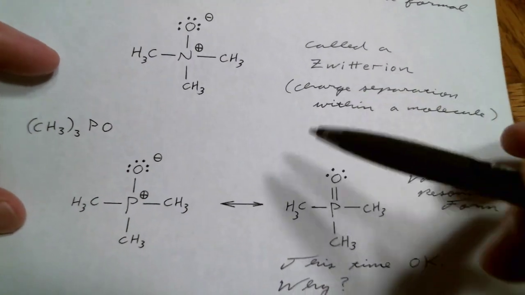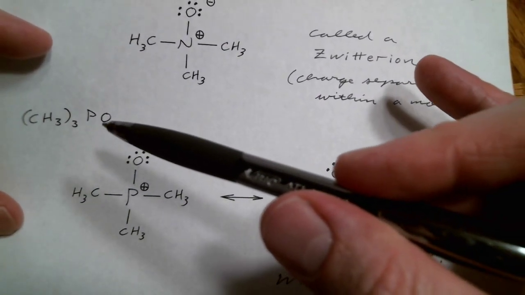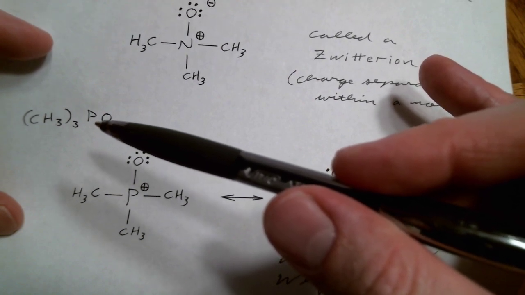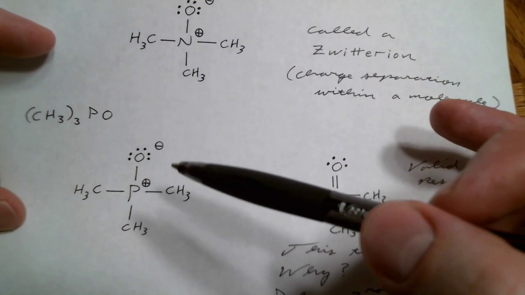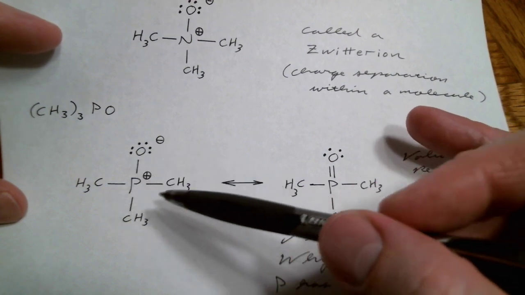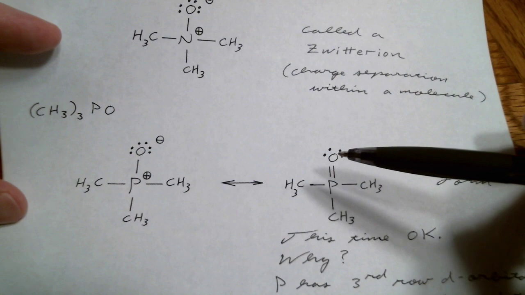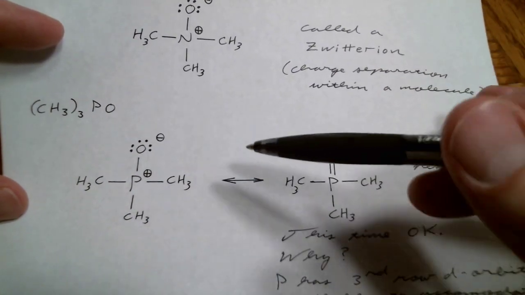Let's try the same experiment with the atom that falls below nitrogen in the periodic table on that column. So (CH3)3PO. Triphenylphosphine oxide. Well, we could write the same sort of Lewis dot structure where we've got charge separation as a Zwitter ion. It's kind of interesting.